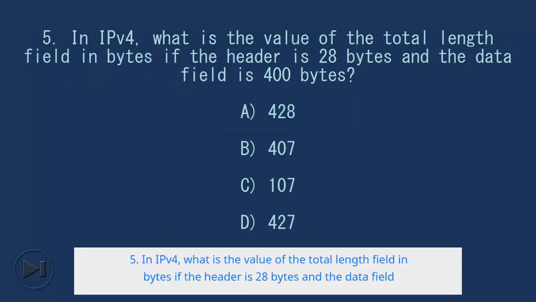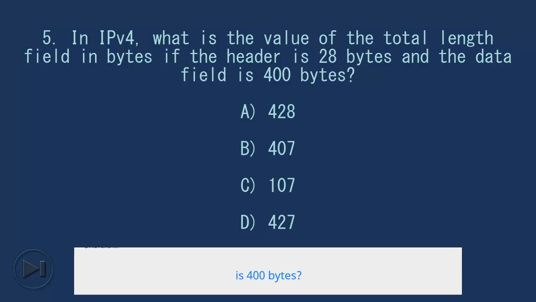5. In IPv4, what is the value of the total length field in bytes if the header is 28 bytes and the data field is 400 bytes? A. 428. B. 407. C. 107. D. 427. Answer, A. 428.